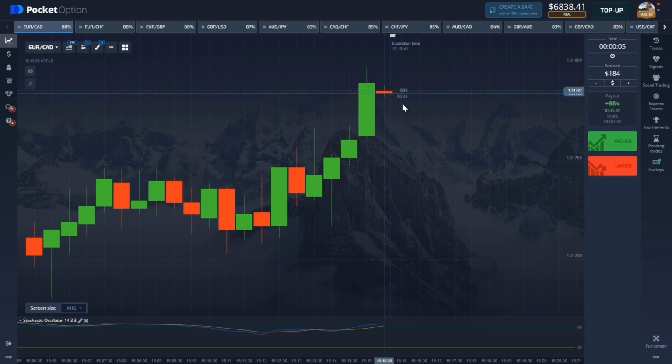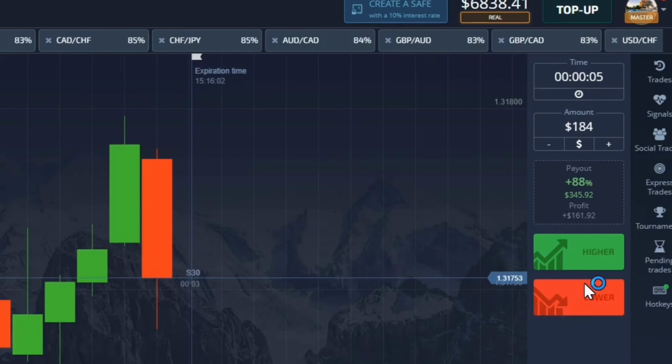Always change the currency pair after 1-2 trades, and use the same strategy. And you don't trade if the new candle is turning red and green. And always trade at exactly 25 seconds.